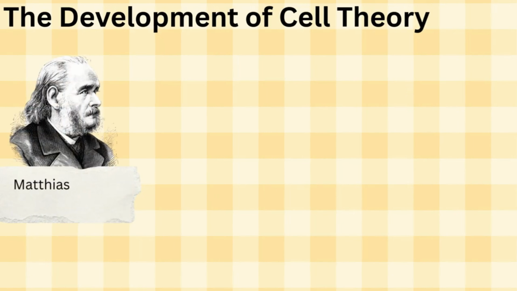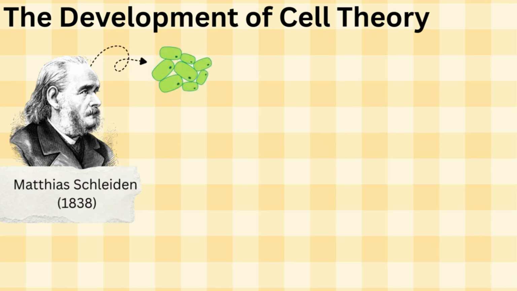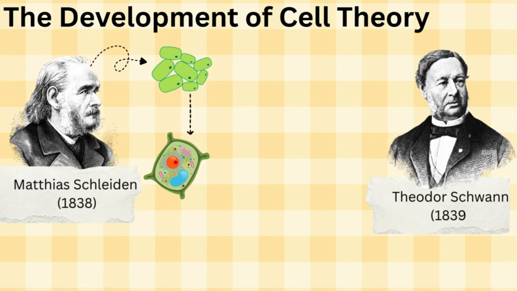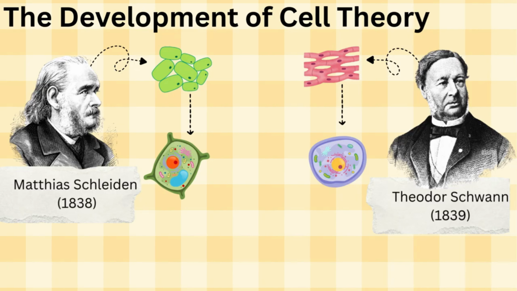In 1838, Matthias Schleiden, a German scientist, studied plant tissues under the microscope. After examining many different plant samples, he concluded that all plants are made of cells. In 1839, a year later, another scientist, Theodor Schwann, studied animal tissues and discovered that animals are also made of cells. This was a groundbreaking realization. It meant that both plants and animals, despite their differences, shared the same fundamental unit of structure, the cell.